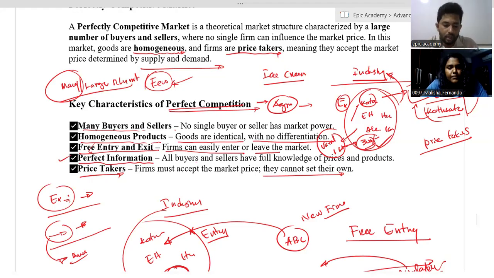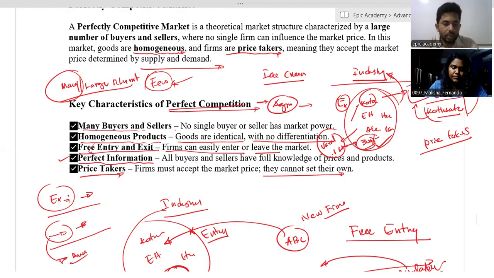If there are restrictions on entry for a particular market or industry, the number of sellers and buyers can be limited. But here, there is free entry and free exit. That is why many buyers and many sellers are there. Each and every determinant or characteristic is developed by using another characteristic.